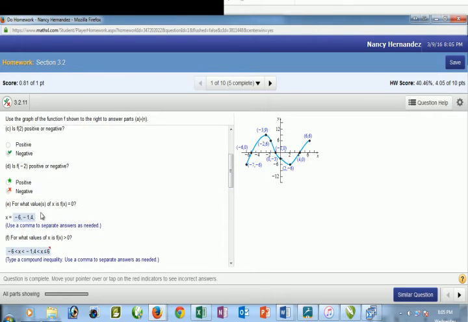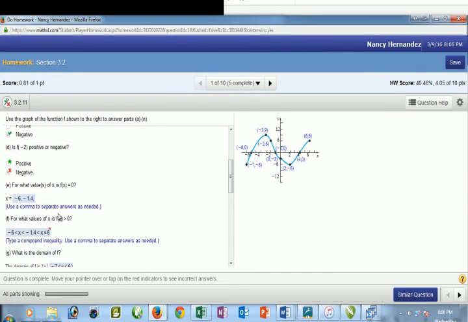This one says, for what value of x is f of x equals 0? Who are your zeros? I have a -6, I have a -1, I have 4. Another word for that is solutions, right? Your zeros and your roots and your x-intercepts.